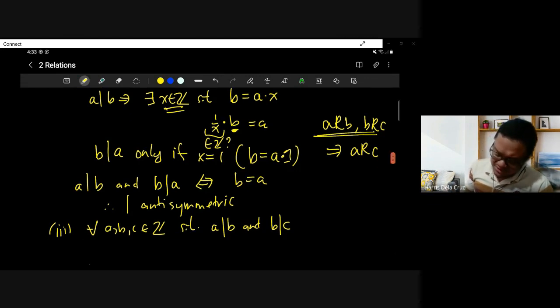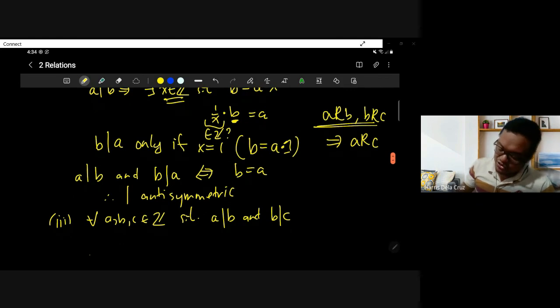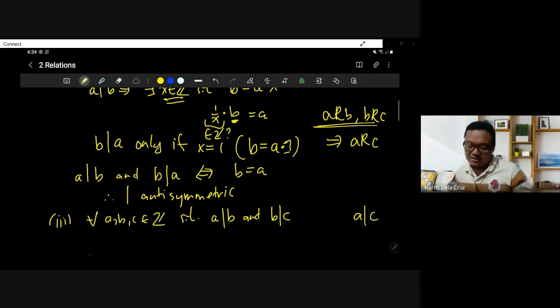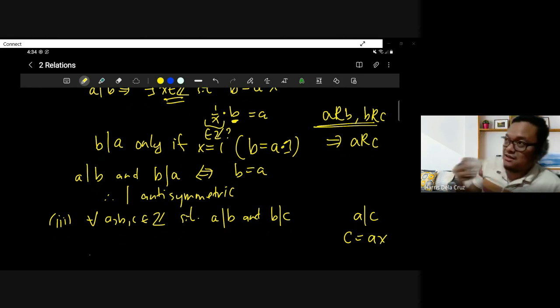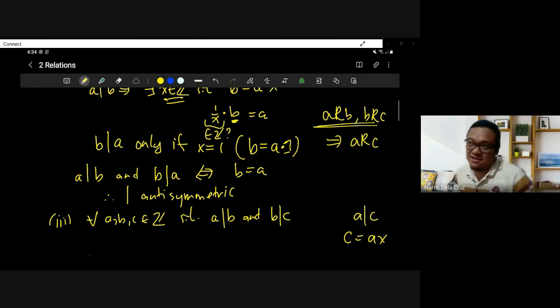Okay, so anong ibig sabihin ng A divides B? Again, ang gusto natin pakita, A divides C. So kailangan magkaroon tayo ng C equals A times something. Di ba? Yun yung kailangan para masabi natin yan. Kaso kung meron tayo A divides B tsaka B divides C, parang ganito. Pag si A nahati niya si B, tapos si B nahati niya si C, intuitively na naman, si A dapat mahati din niya si C, di ba? So, how do you show that mathematically?